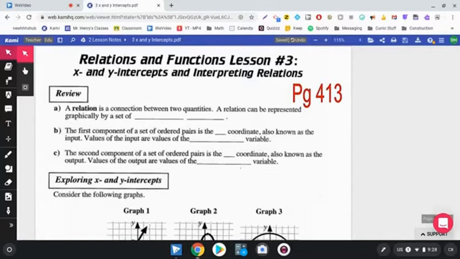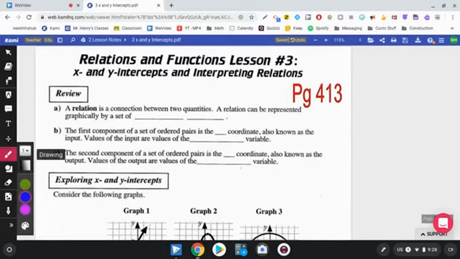Okay, page 413. Diving into x and y intercepts. Before we do, we've got a quick recap of what we looked at the past couple of lessons. It says a relation is a connection between two quantities for sure. A relation can be represented graphically by a set of ordered pairs. Okay, that's our x and y combo. Our coordinate pairs, or ordered pairs would be the technical term. The first component of the set is the x coordinate, also known as the input, and we call that the independent variable.